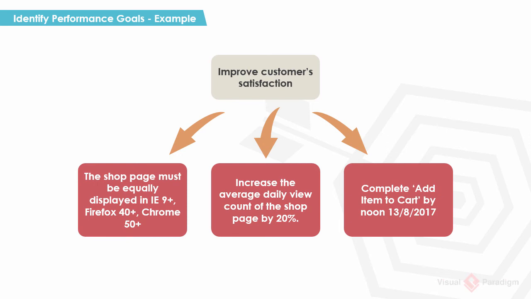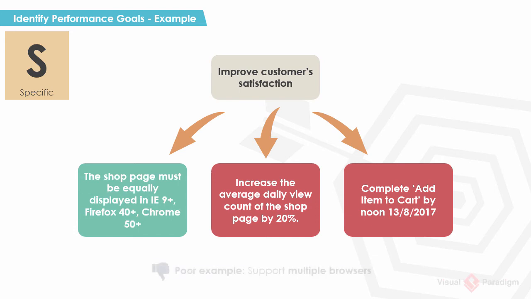So are there any specific goals? Yes, the first one. It clearly states the browser types as well as the versions that need to have the page displayed properly. A poor version of this goal would be just to support multiple browsers. No one knows which browser to support and for what versions.